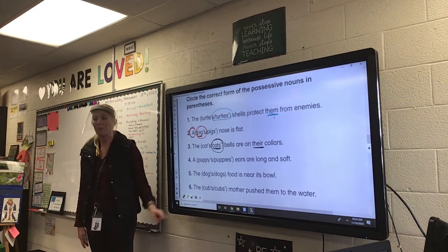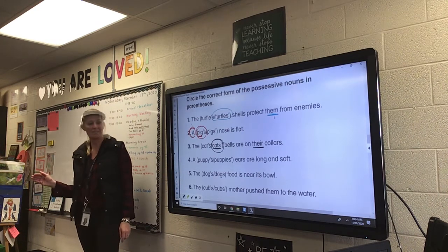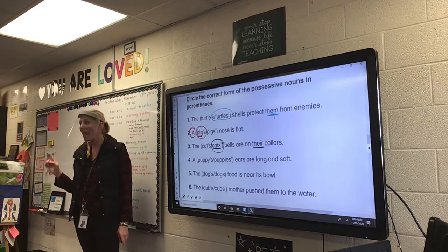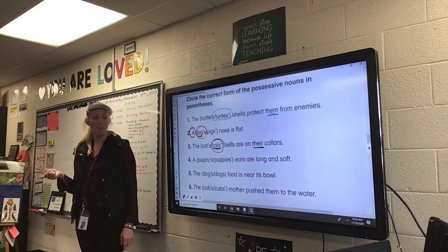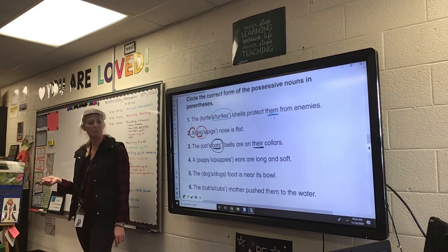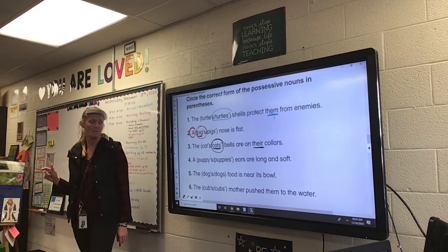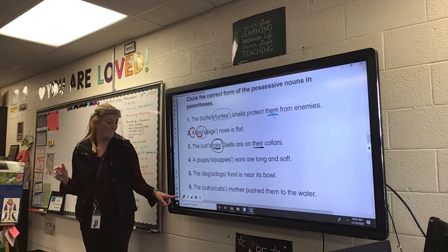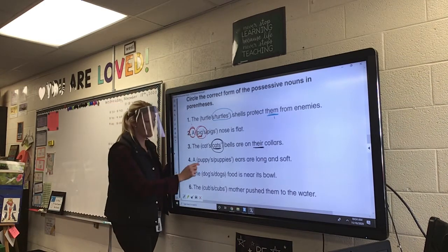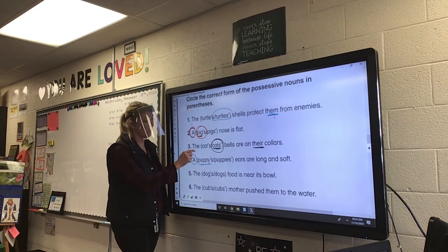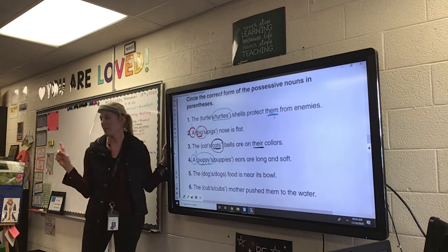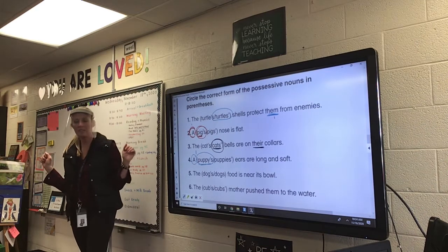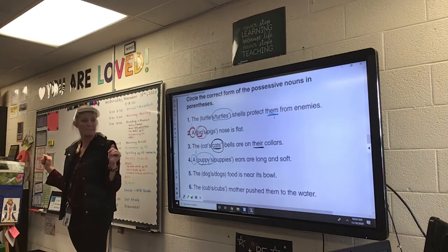All right, now we definitely should know this one. Number 4, a puppy's ears are long and soft. Ingrid, what do you think? The first one. How come you know it's that one? Because it's supposed to have apostrophe and then S. Yep, because we're talking about one. So it is the first one. One puppy. His ears are long and soft. He's owning them.